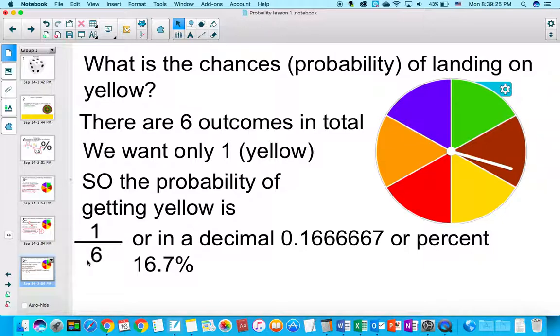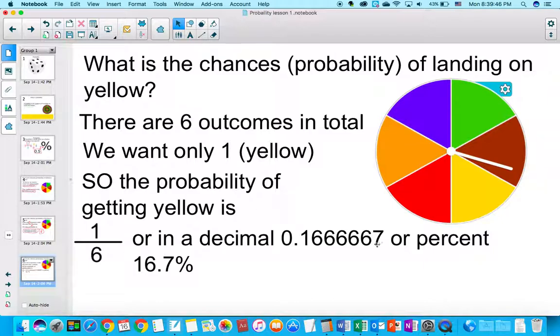Now if I looked at this and I said, you have a 1 in 6 chance of winning, that actually sounds kind of good. But if I said you have a 16% or just under a 20% chance of winning, then that doesn't sound as nice. That sounds less likely than 1 in 6. And that's actually how people will use probability to trick you. They'll say, oh, it's only 1 in 6.